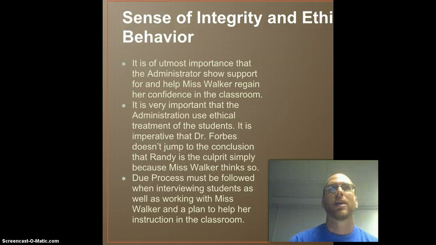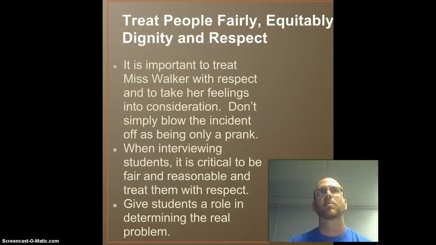Sense of integrity and ethical behavior. It is of utmost importance that the administrators show support for and help Ms. Walker regain her confidence in the classroom. It is very important that the administration use ethical treatment of the students. It is imperative that Dr. Forbes doesn't jump to the conclusion that Randy is the culprit simply because Ms. Walker thinks so. Due process must be followed when interviewing the students, as well as working with Ms. Walker and a plan to help her instruction in the classroom.